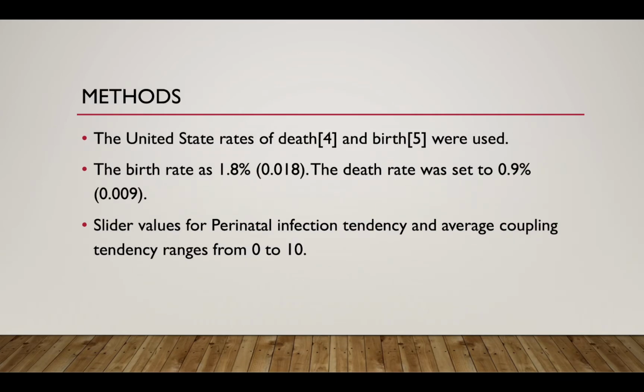The United States rates of births and deaths were used. To simplify this model, we have taken the birth rate as 1.8% and the death rate was set to 0.9%. Both rates are considered constant. Slider values for perinatal infection tendency and average coupling tendency range from 0 to 10, where a value of 10 indicates 100% of births are HIV infected, while 0 indicates 0% of births are HIV infected.